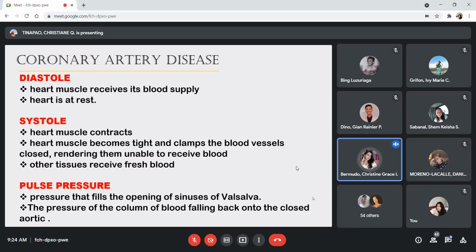So the pulse pressure, the pressure of the blood column falling back against the closed aortic valve, is what fills these vessels. The heart has just finished contracting and drawing energy and oxygen from the environment. So local vasodilation occurs as a result of the acid and carbon dioxide buildup in the muscle, allowing blood to flow easily via the coronary arteries and into the muscles.